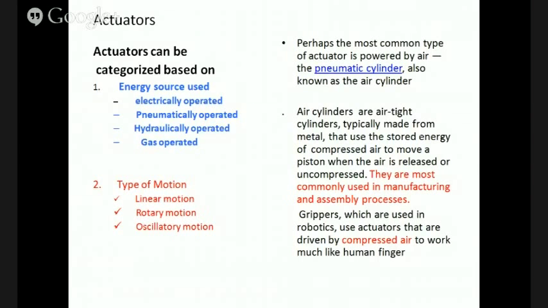Alright, if you see, this is the most common type of actuator, powered by air. The pneumatic cylinders are also known as air cylinders. Air cylinders are airtight cylinders typically made from metal that use the stored energy of compressed air to move a piston when the air is released or uncompressed. They are most commonly used in manufacturing and assembly processes. There you have the air cylinders, and that is known as pneumatic actuators. Grippers, which are used in robots, use actuators that are driven by compressed air to work much like a human finger.